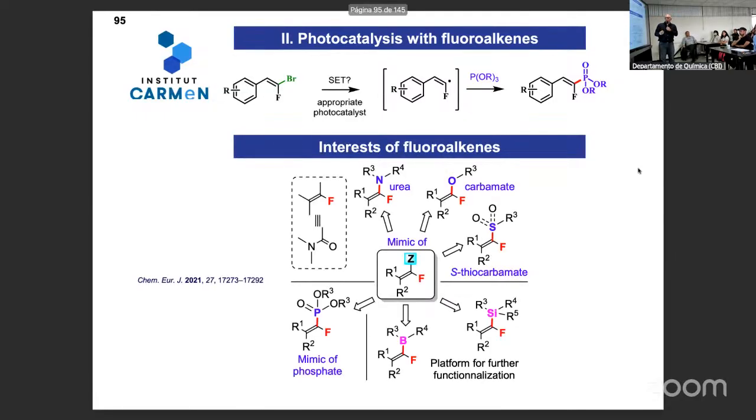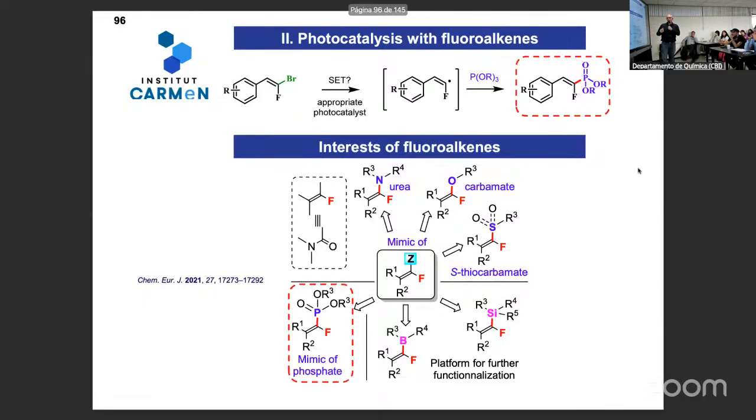Next, please. So I already told you that the fluoroalkene is a mimic of amide, but we can see further. If you have nitrogen, oxygen, or sulfur atom here, it can become a mimic of urea carbamate or thiocarbamate also. If you have a boron or silicon atom, it can become a platform for further post-functionalization. If you have a phosphorus atom here and a phosphonate, it becomes a mimic of phosphate. So it is really interesting.